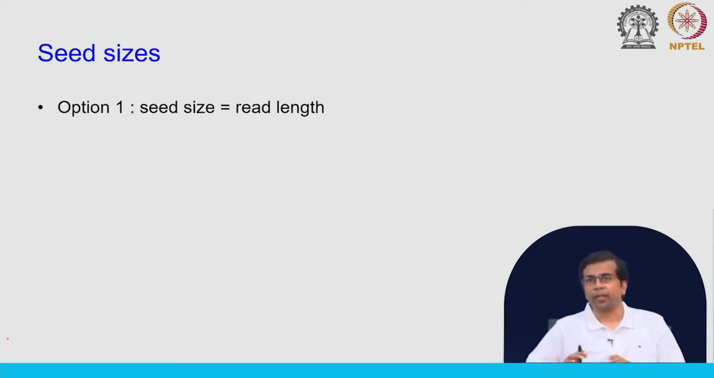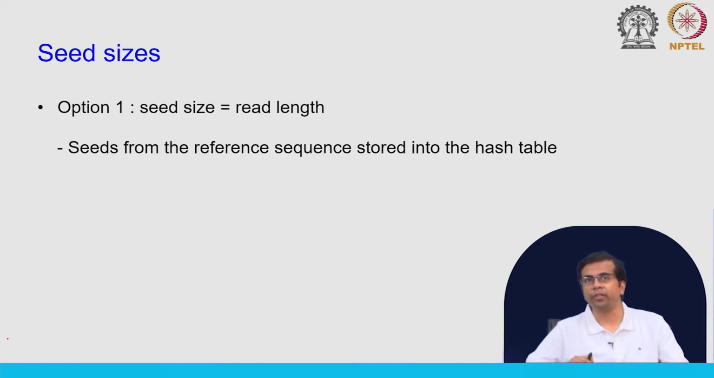Okay. So, there are various options. When you are trying to design the algorithm, you can think about different options and how you want to proceed. Okay. So, the first option is seed size equal to read length. So, we choose the seed size as the read length. If you have a read length of 50 base pairs or 100 base pairs, that would be our seed size. Okay. So, if that is the case, we then break down the reference sequence to generate seeds of that size. If it is 100 bases, we generate seeds of length 100 and then store them into the hash table.